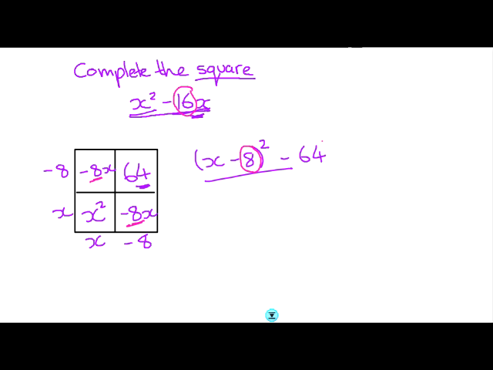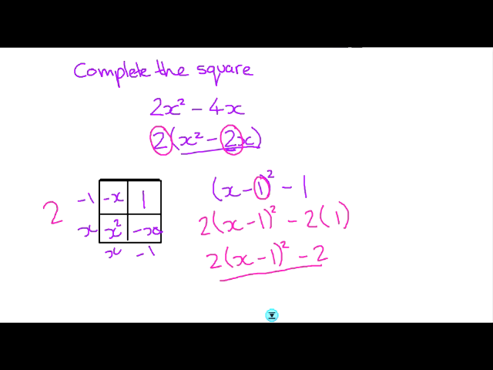Now this number here is always this squared, the 8 squared, and in the other example we did, this 1 here was always this 1 squared. So that's how we can stop drawing the squares. So we're always halving the coefficient of x, and then we're always taking away whatever that number inside the bracket is squared.